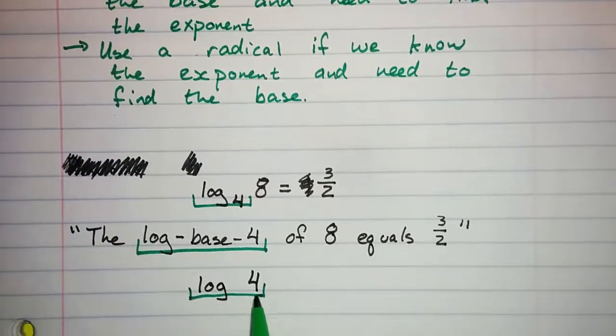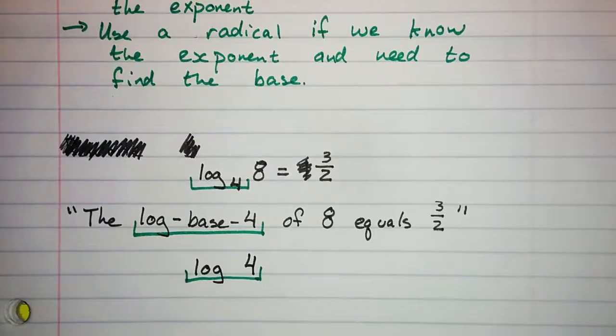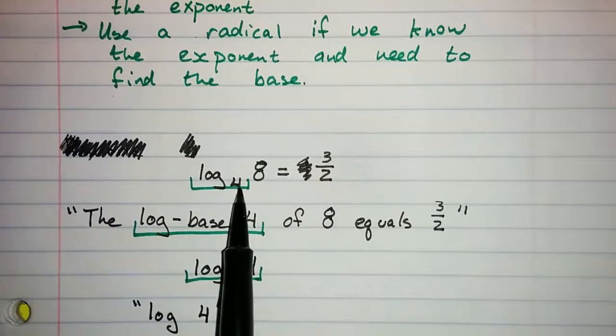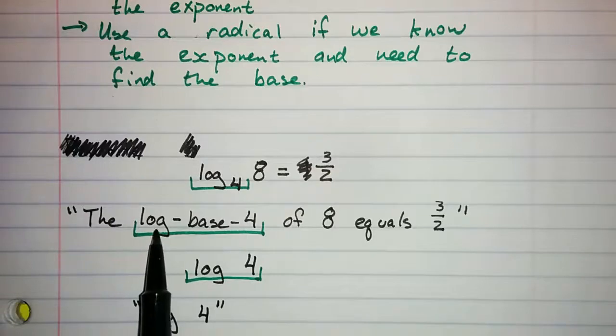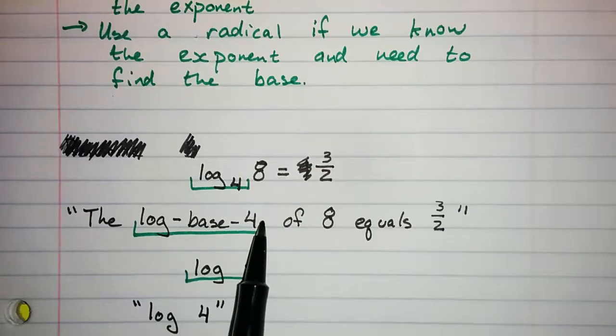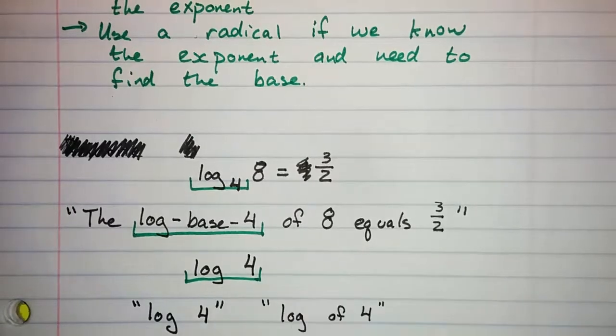We'll talk in a moment about just what this means. But we would read this sequence of symbols as log 4. So when we mean log base 4, we should read log base 4. If we see a log without a base, we can just say log 4 or log of 4.